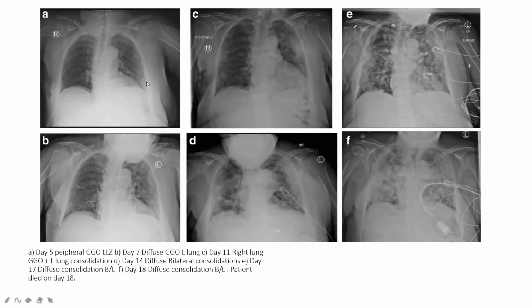So just to summarize, it starts with peripheral ground glass opacities, and then that turns into higher densities, which are consolidations. And then it can either regress back into opacities, or it can get much worse.